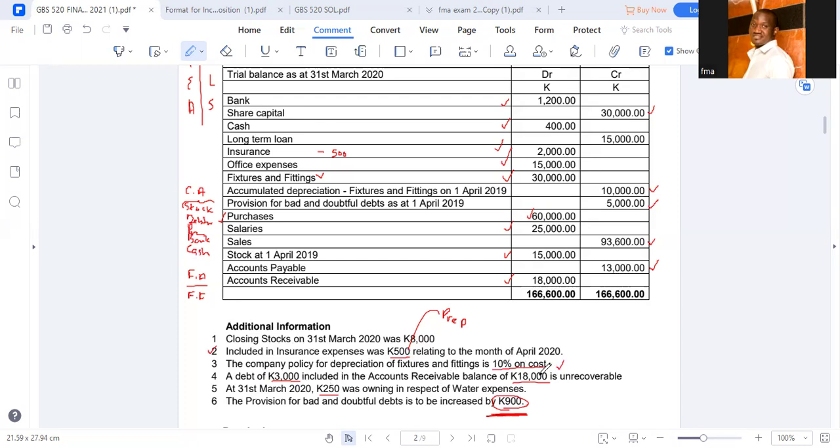Then a debt of 3,000 was included in the accounts receivable. So we need to subtract this 3,000. Of course, this 3,000 will also be charged as an expense. So this 3,000 is unrecoverable. On top of this, we also need to remove 900 because our provision for doubtful debts increased by 900. On top of that, we already have a provision for doubtful debts, which is 5,000. So we need to adjust that. So these are the adjustments that we need to take account of.